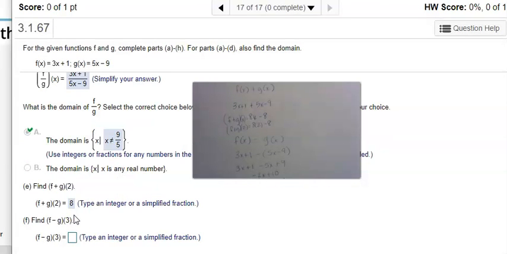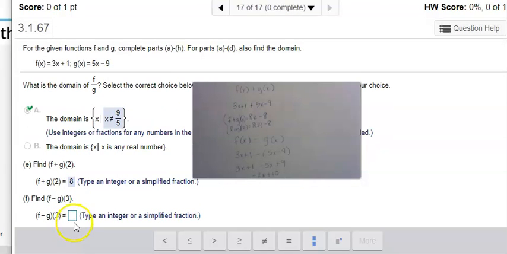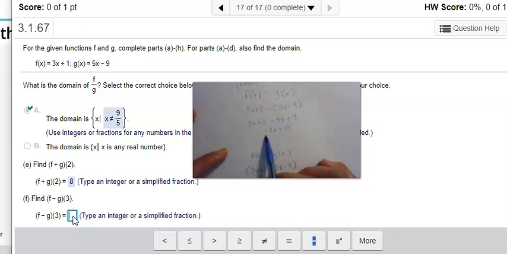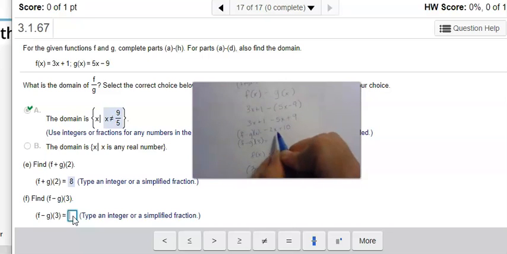Alrighty. And then next it's asking for f minus g of 3. Same thing, we can go back to what we came up with for f minus g, which was negative 2x plus 10. And so remember, this is f minus g of x. So f minus g of 3, we can just substitute 3 in place of x. This is negative 6 plus 10, which would give us a positive 4.